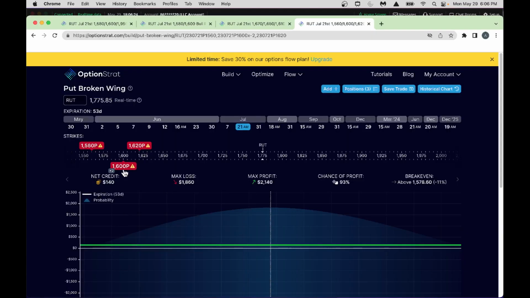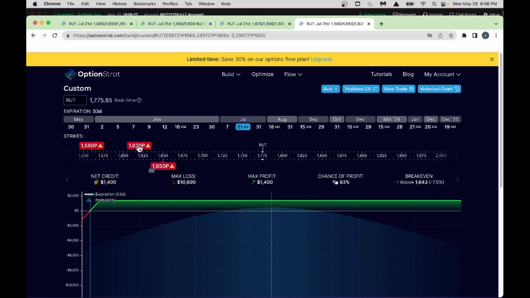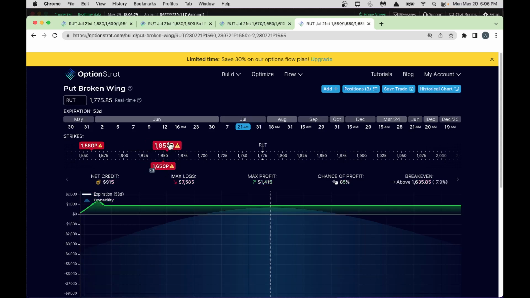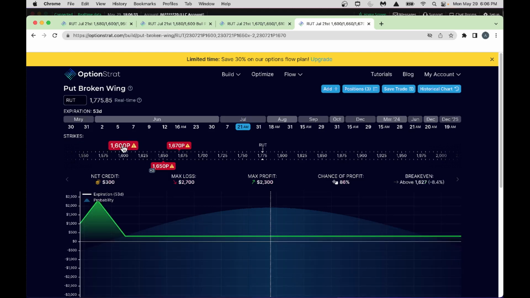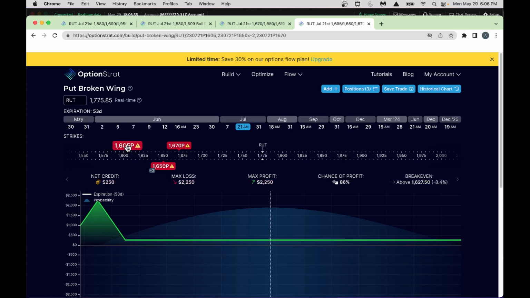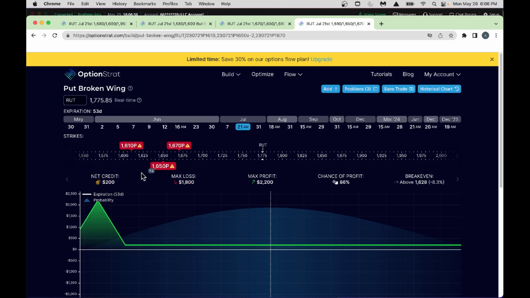1650 here. Let's go to 1650, 1670, and 1610. There we go. One more. There we go. We are collecting $200, as you can see here.